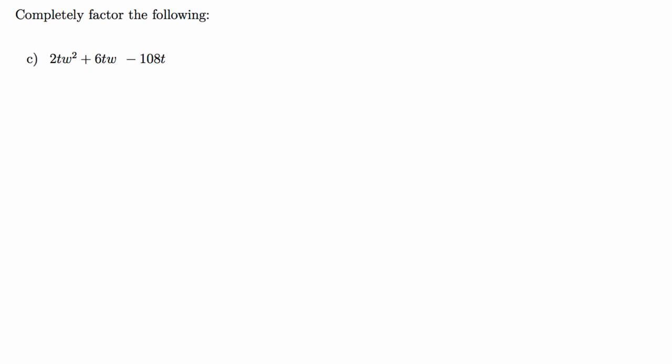And in part C, we need to completely factor 2tw squared plus 6tw minus 108t. As always, our first step is to find the greatest common factor. Looking through all three terms and the coefficients, we have coefficients of 2, 6, and negative 108. I recognize that 2 is a common factor of all of those. Looking at the variables, I recognize every one of those terms has a t on it. Looking in terms of the w's, the first term has w squared, the middle term has w, the last term has no w's, so w will not be part of the greatest common factor. But in this situation, the GCF is 2t.